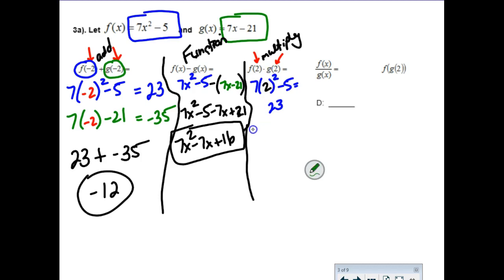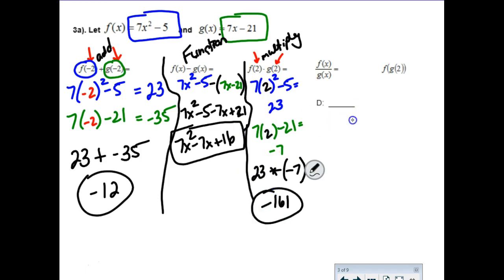And then plugging in a 2 for function g, that should give you a different answer than the first question. That's 14 minus 21, so that's -7? And then you're supposed to remember to multiply them together. So 23 times -7. Now some of you did some really cool stuff on your last test. I think it's -161. But you kind of did it all in one step.